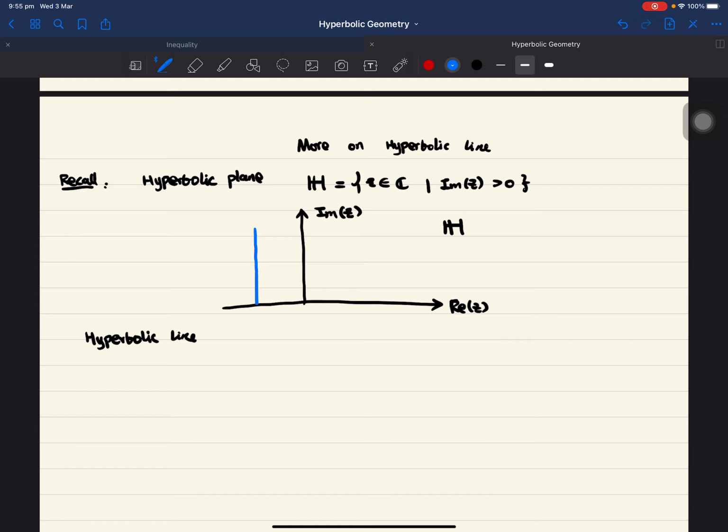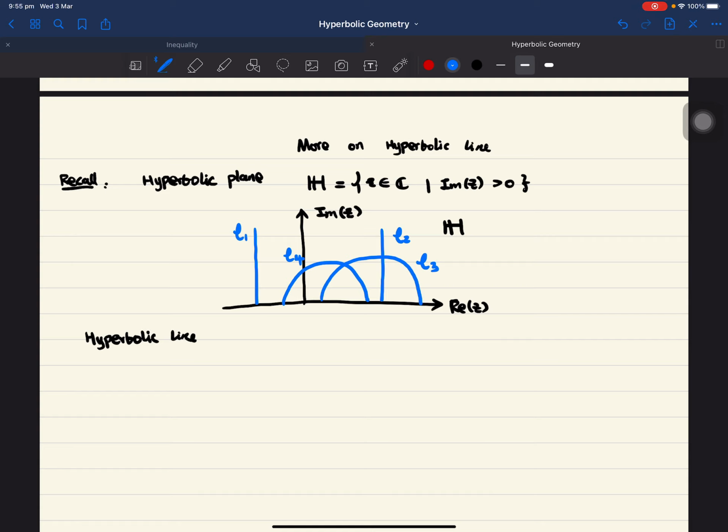For example, L1 is our hyperbolic line, L2 is our hyperbolic line, and also our semicircles L3 and L4 are all hyperbolic lines. So we have two types of hyperbolic line. One is a Euclidean line, and the second one is a Euclidean circle, intersected with the hyperbolic plane, of course.